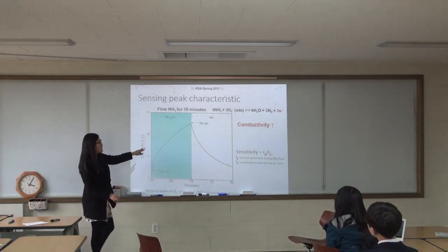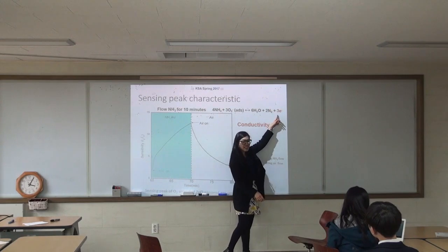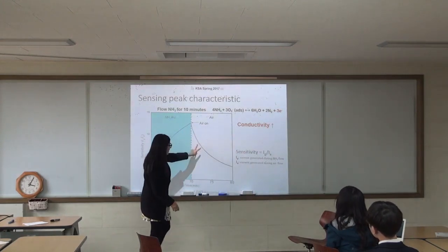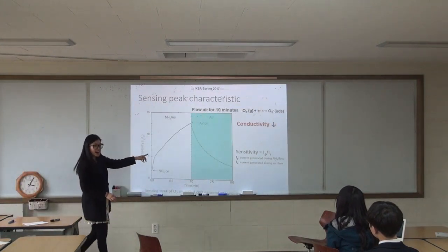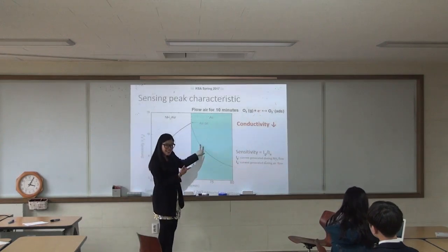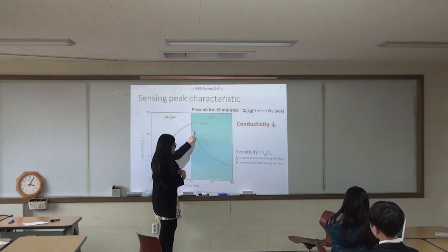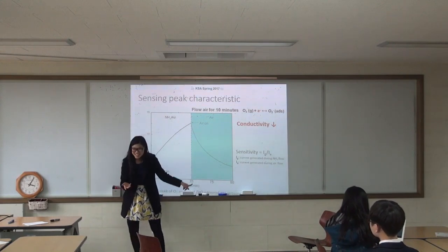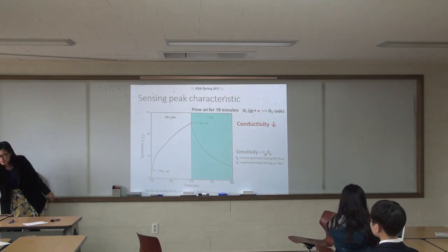Okay, so I purge ammonia for 10 minutes. You can see, electrons are released back here, so conductivity is higher. After that, in the second part, I flow air for 10 minutes. When I flow air, again, oxygen is going to deplete electrons from the conduction band of zinc oxide. Then the sensitivity, or the conductivity, is lower, it decreased. Okay, now you know how to analyze this signal.